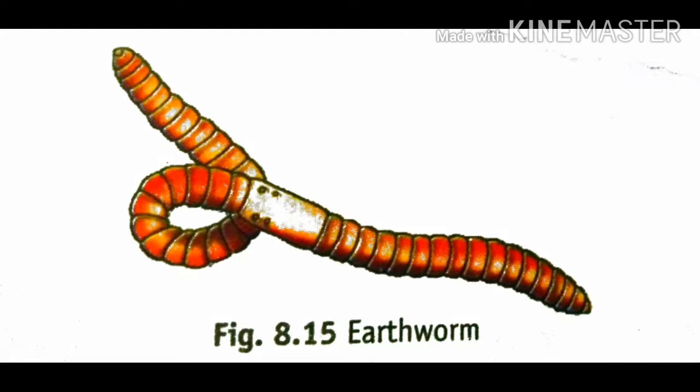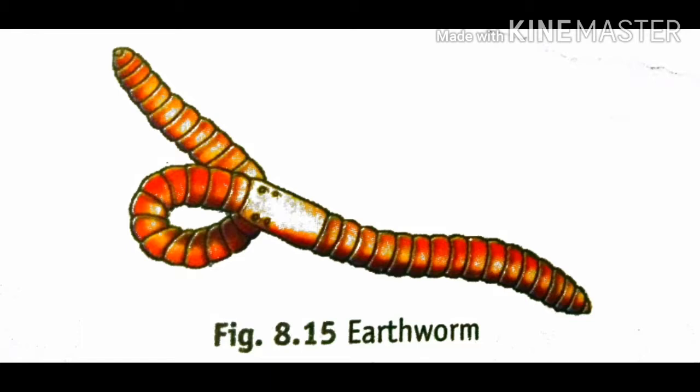An earthworm does not have bones. It has muscles which help to extend and shorten the body.